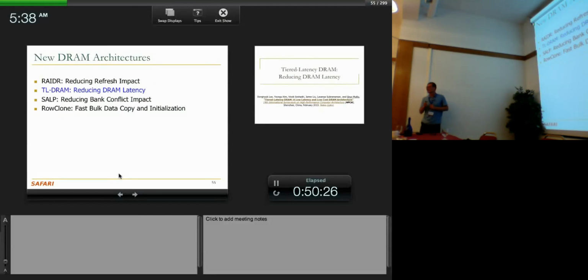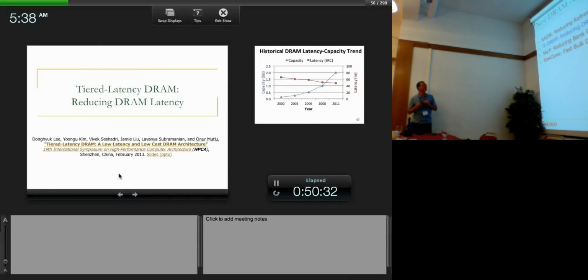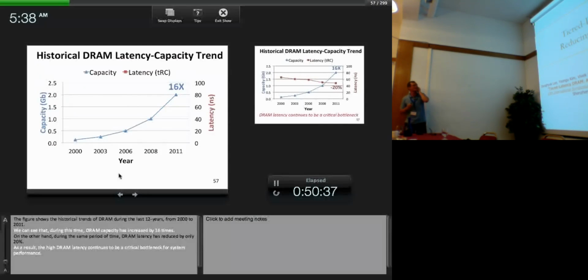Okay. So let me talk about another aspect of DRAM. How can we reduce DRAM latency and improve DRAM energy a little bit at least? This is tiered latency DRAM. This was one of the readings that I put up also.